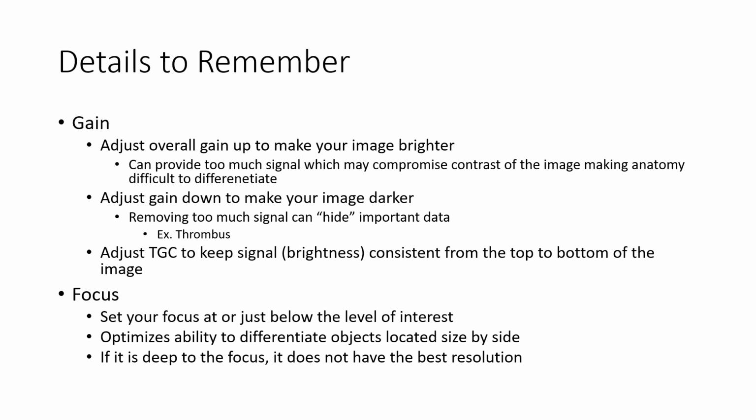You also want to be able to adjust that gain down, but make sure you don't go so far down that your image becomes so black that you've actually blackened out or covered up existing anatomy or pathology just because you've removed the echoes representing it. And one good example of this is thrombus. Thrombus can have a low level echogenicity, and so it's really easy to think, oh, that might be an artifact in that vessel. I'm just going to turn my gain down.